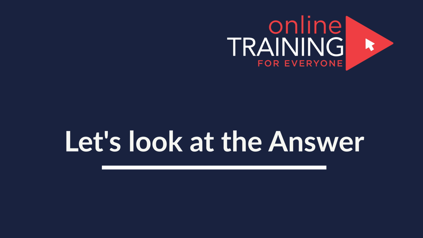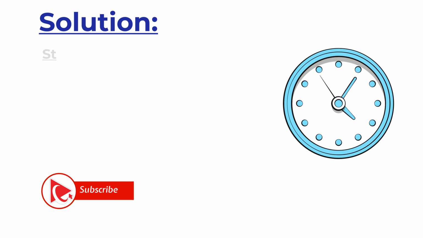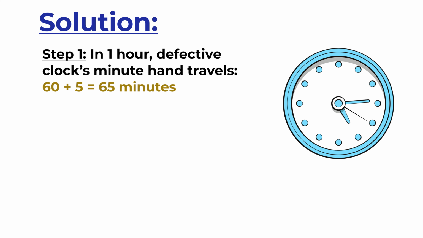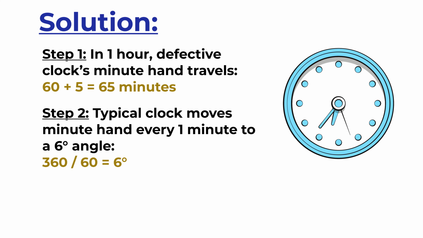To solve this challenge, we need to emphasize the fact that the defective clock gains 5 minutes every hour, which means that in 1 hour, the defective clock's minute hand travels 65 minutes, which is calculated as 60 minutes for 1 hour plus 5 extra minutes. A typical clock moves the minute hand every 1 minute, and it moves it 6 degrees, which is calculated as 360 degrees divided by 60 minutes, which equals 6 degrees.